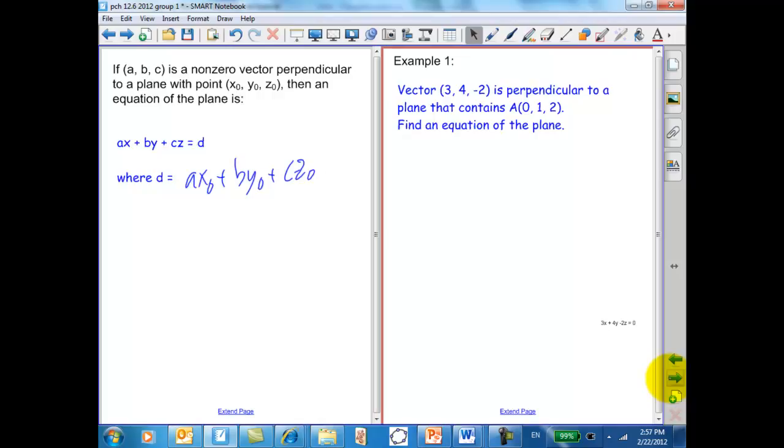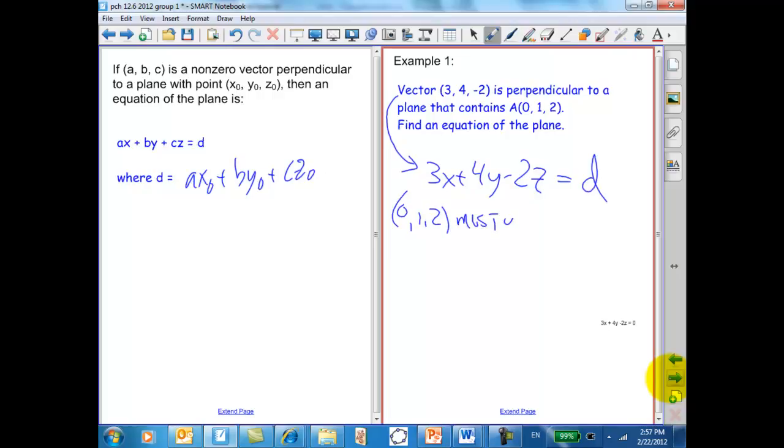Right now, we're just going to give you the vector. 3, 4, -2 is perpendicular to a plane that contains 0, 1, 2. Find the equation of the plane. So we're not going to draw it out. It's too hard. But what we can do is say, okay, this vector is perpendicular, so that means it's going to be 3x plus 4y minus 2z equals some constant d. Now, they didn't give us the constant. But 0, 1, 2 must work in it.